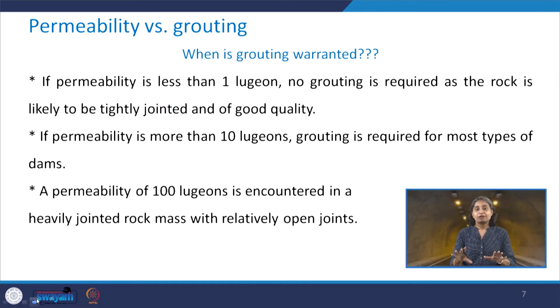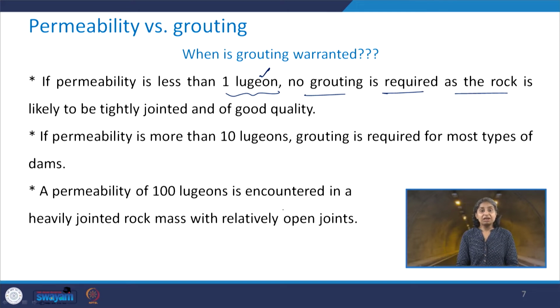The question is, when we say permeability versus grouting, a big question in front of us is, when should we go for grouting? The answer here is given with the help of a flow chart, which I will take up in subsequent slides. But before that, they say that if the permeability is less than 1 Lugeon, then no grouting is required, as the rock is likely to be tightly jointed and of good quality. Now, what exactly is this Lugeon? How to determine this? We will learn in a while.